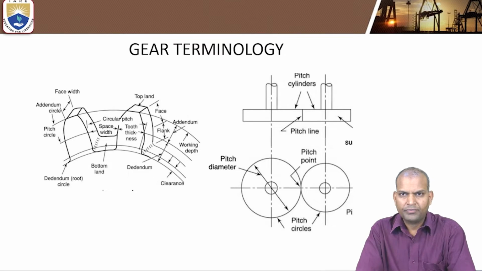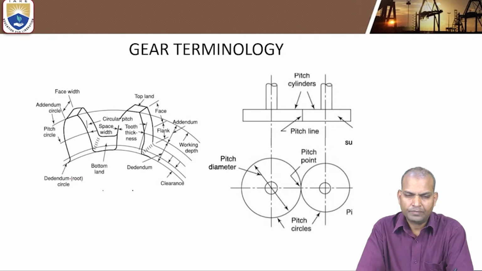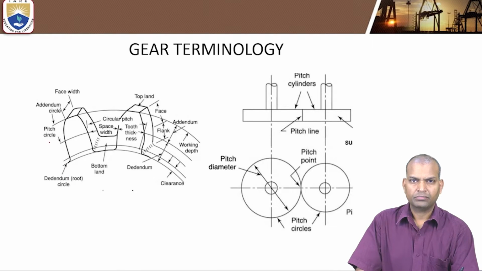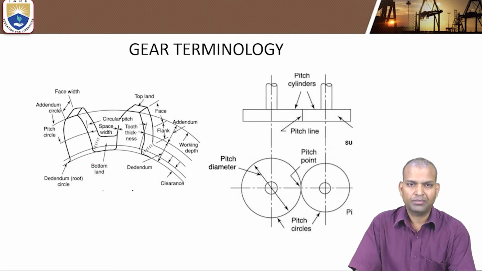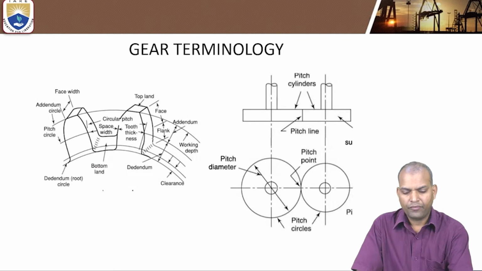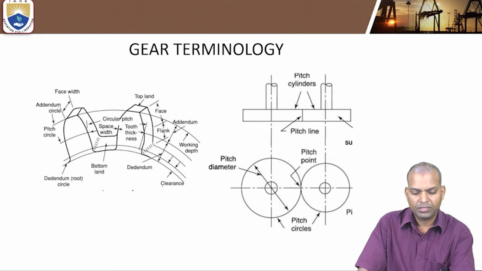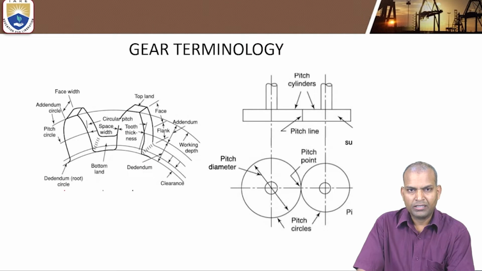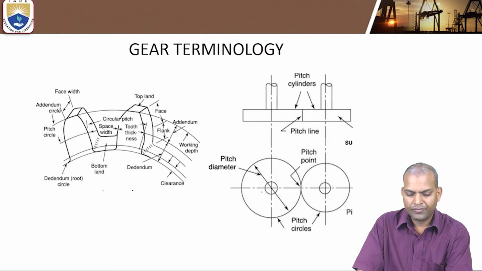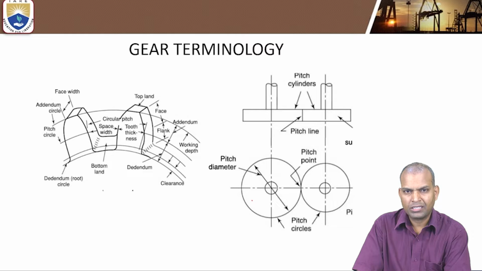So this is the diagram. This diagram indicates what is pitch circle, addendum circle, face width, space width, circular pitch, bottom land, top land, clearance, working depth, addendum and dedendum, and the dedendum circle, another name for which is the root circle. And here another figure indicates the pitch circle diameter of pinion and gear.